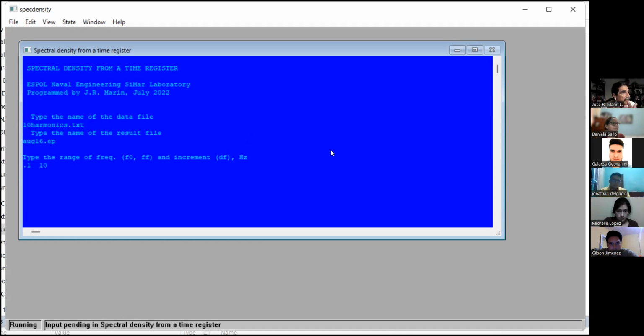And then we select an increment in frequency. So for each one of these increments, it will look for the harmonic content in the signal. Okay, and for example, you can use 0.01. That's 0.01 hertz. That's it.